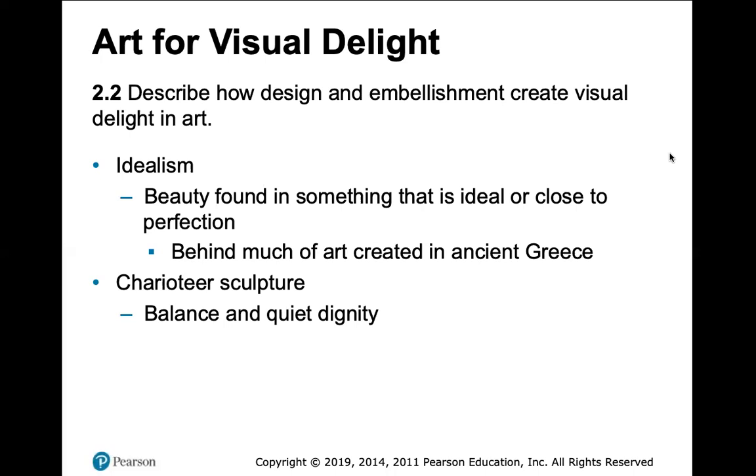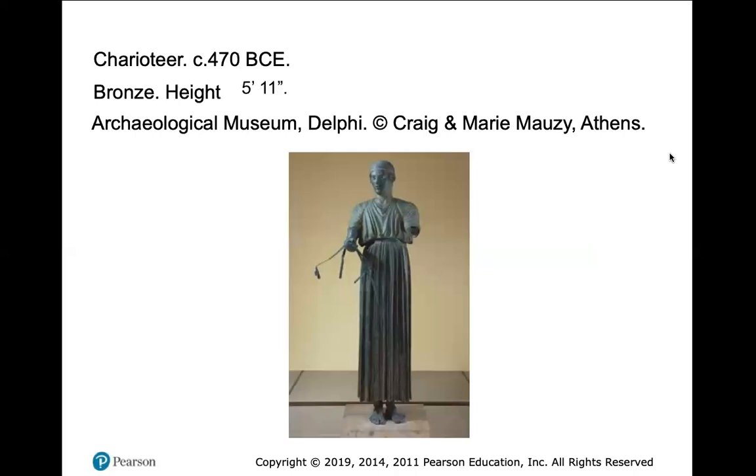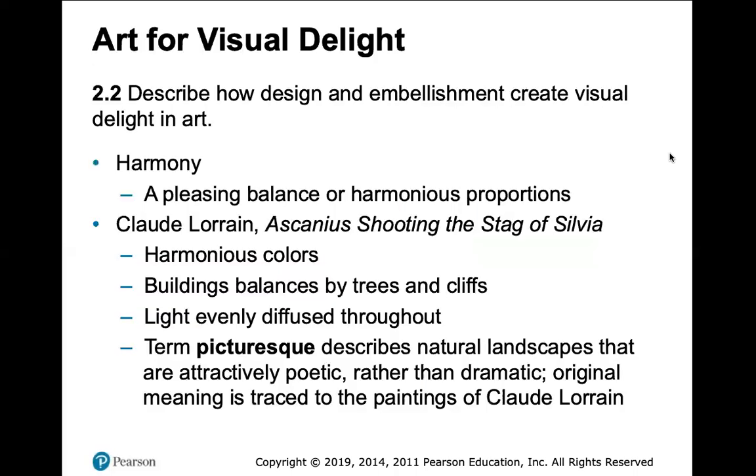So we're going to see an example of art from ancient Greece, which is a sculpture titled Charioteer, which also represents balance and quiet dignity. And so again, this is Charioteer, and it is a bronze sculpture from ancient Greece.